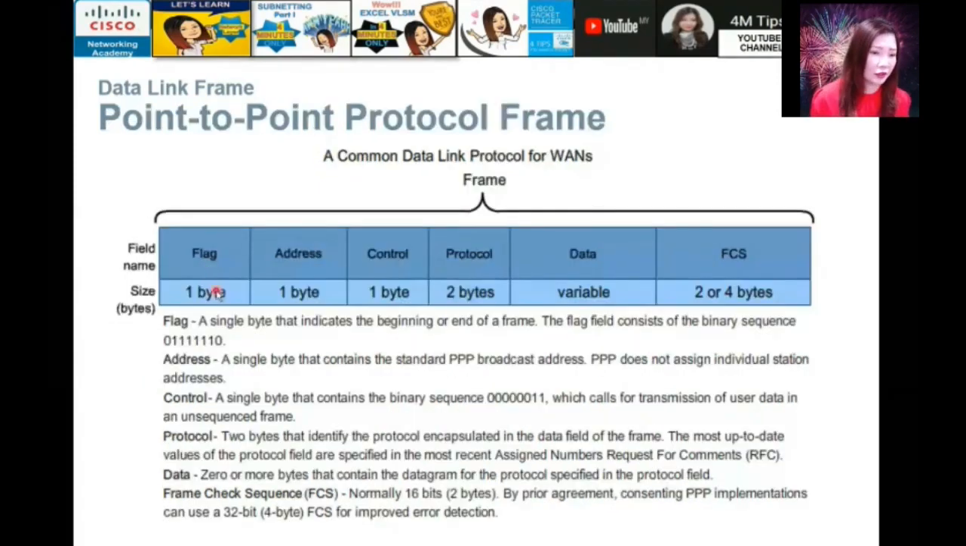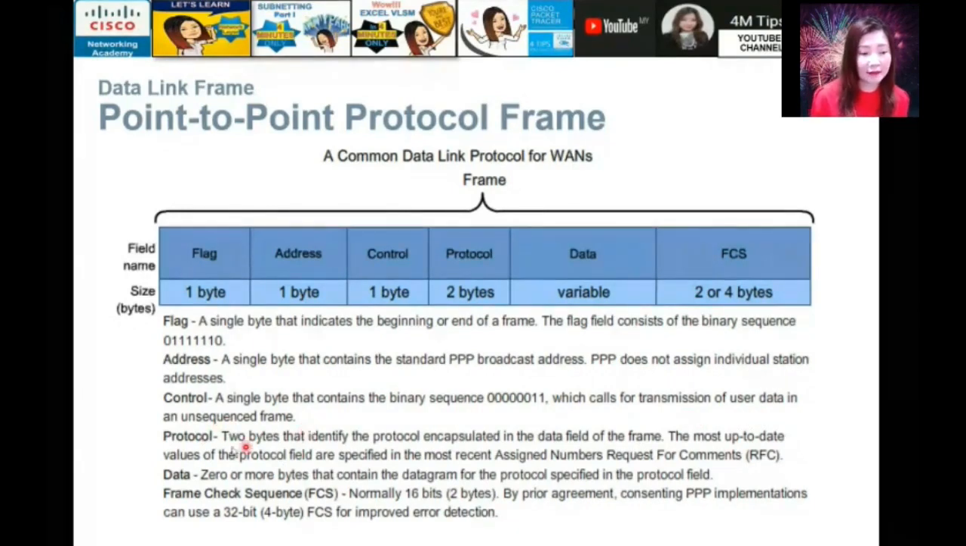This flag will indicate the beginning or ending of the frames. Then you will have the MAC address. I always remember this is the MAC address and the address of 1 byte here. That means this Ethernet frame will allocate only 1 byte to store the information of the source MAC and the destination MAC. And then the control: what's the control? It's only stored for 1 byte. This control is a single byte that contains the binary sequence, which is called the transmission of user data in an unsequenced frame.